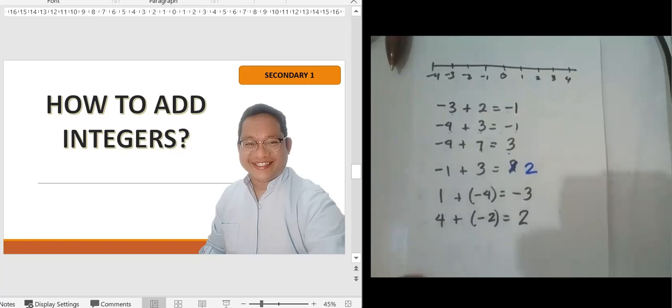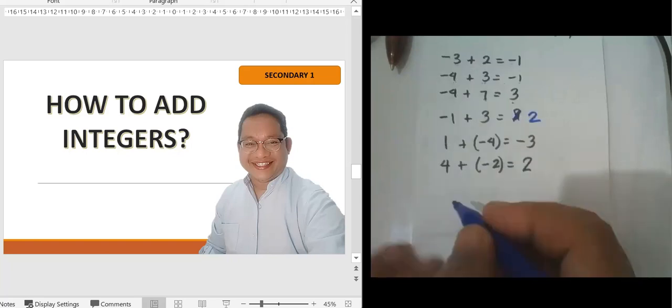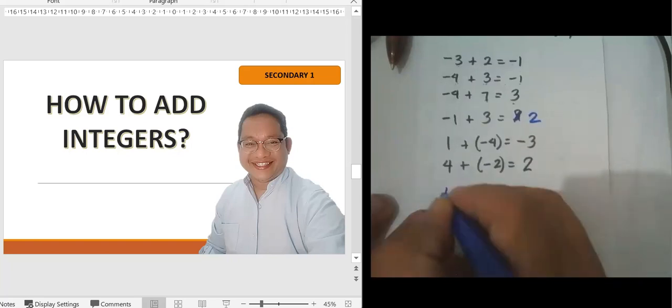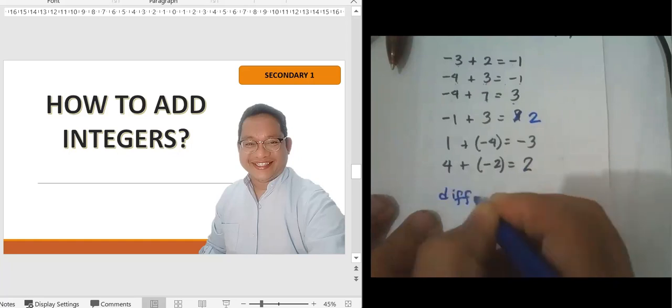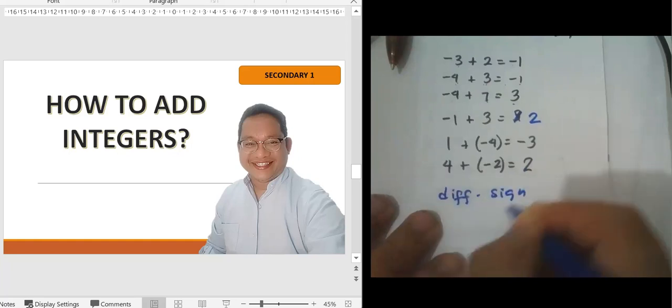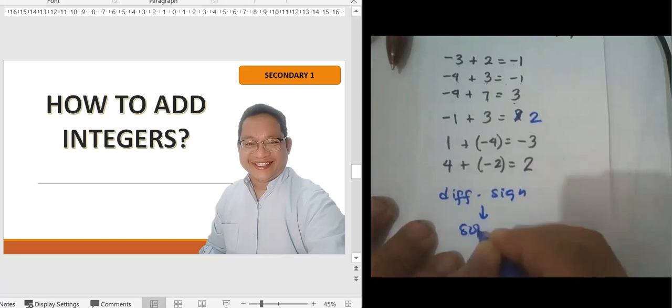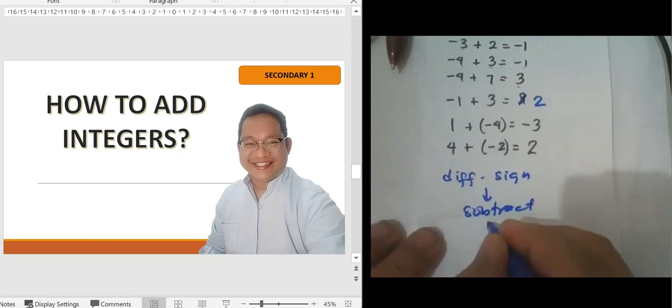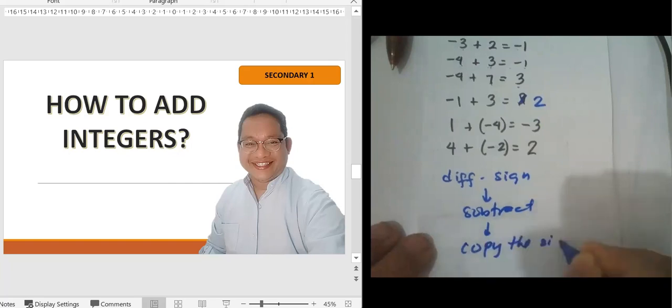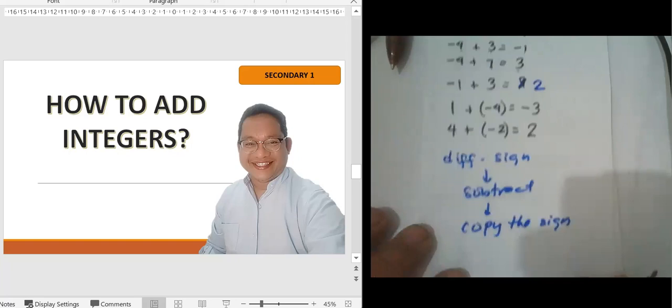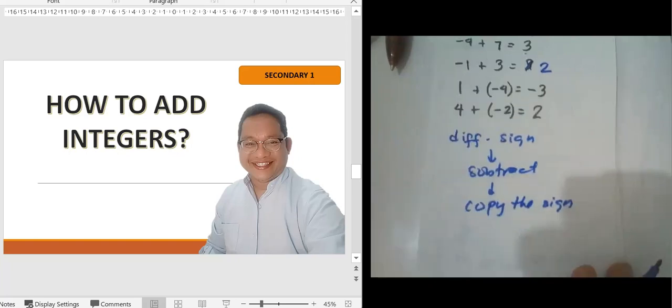So therefore, what we're trying to say here is the rule: if they have different signs, what we need to do is subtract them, and then you copy the sign of the greater number. I will not use other terms like absolute value this time. I'm not interested. I just want to say greater number.